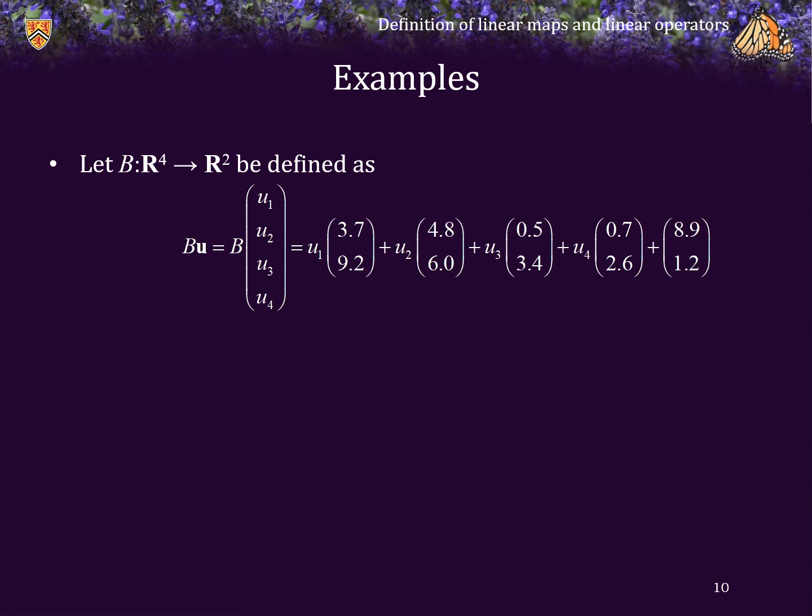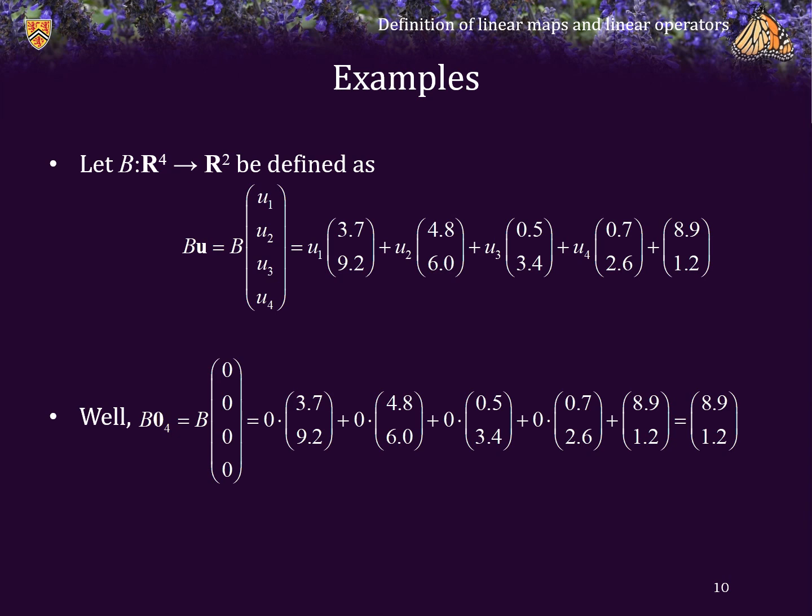Well, this one's really easy to show that it is not linear. After all, if we apply this mapping B to the 0 vector, we just get 0 times each of the first four vectors plus that last vector. And so therefore, the image of the 0 vector under this map is 9.8, 1.2. Well, this is not equal to the 0 vector in R2, so this particular B is not linear.